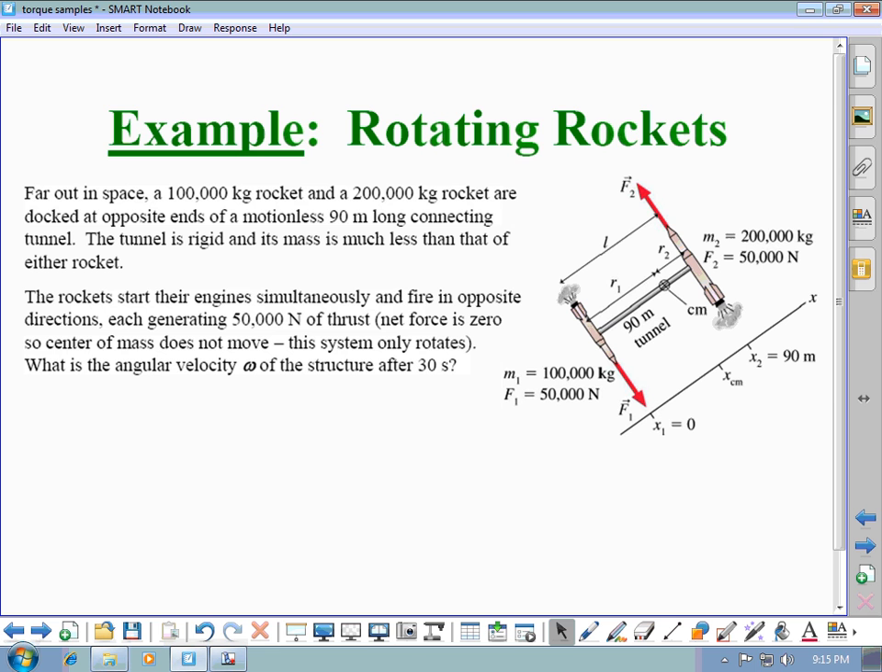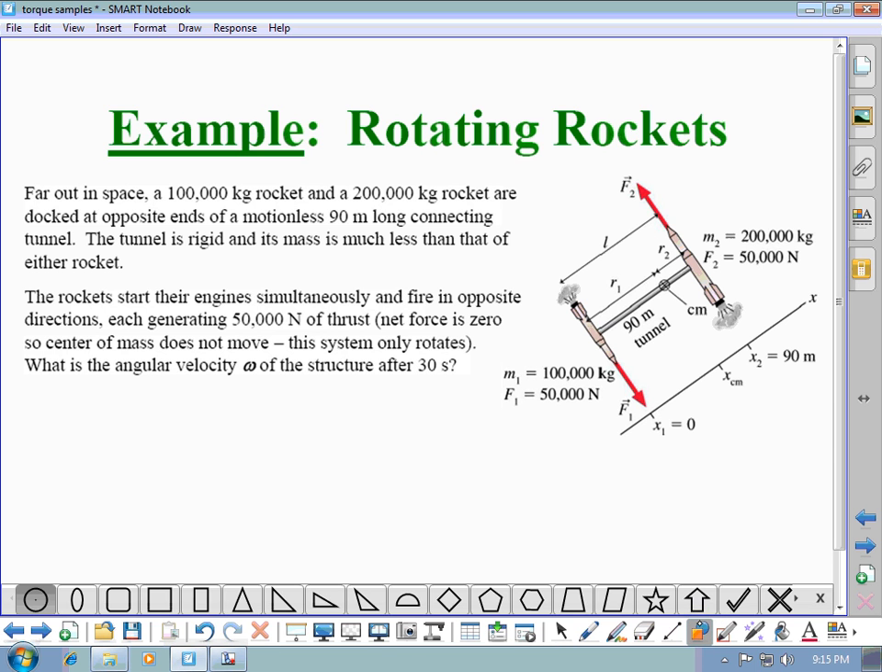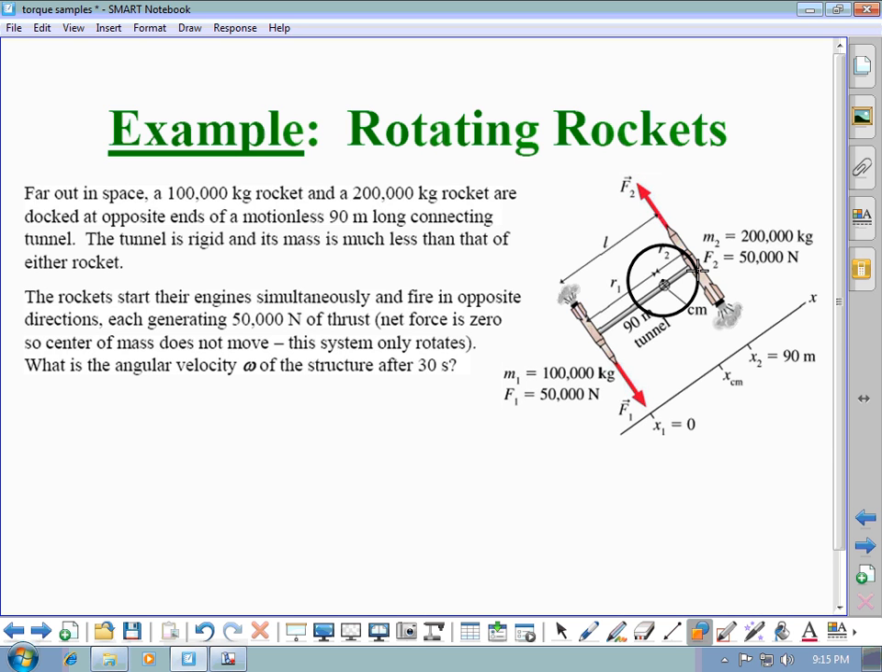Well, one of the things that's important is understanding exactly what's happening. So this rocket is rotating around in a circle around its center of mass, and this other rocket is also rotating around in a circle around its center of mass.